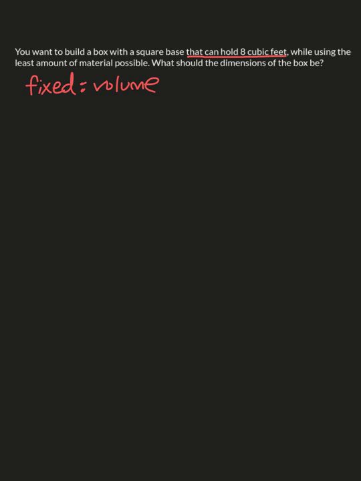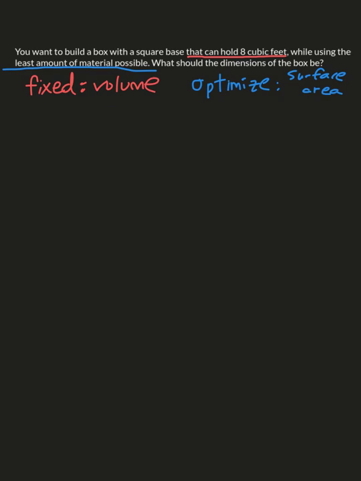That's not going to change. Meanwhile, the thing that we're trying to optimize is the surface area. And the reason for that is because it says we want to use the least amount of material possible. So we are optimizing surface area. Optimizing is all about maximizing or minimizing. So you should look for words like least or greatest amount when trying to figure out what it is that you're trying to optimize.